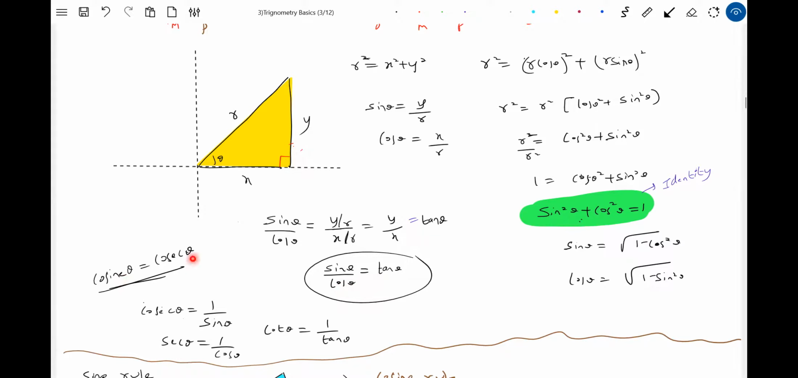Reciprocal of sin theta will become cosecant theta. Reciprocal of cos theta will become secant theta. Reciprocal of tan theta we'll call cot theta. Reciprocals: 1 by sin theta will be cosecant theta, 1 by cos theta I'll call secant theta. Like this, the reciprocals also we are able to define.